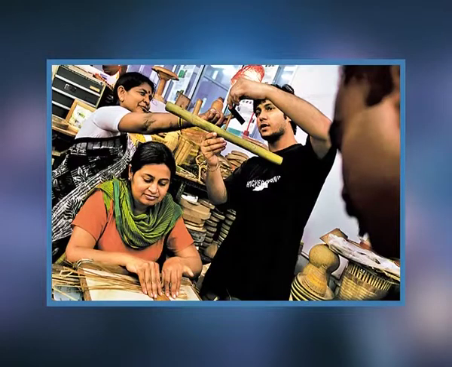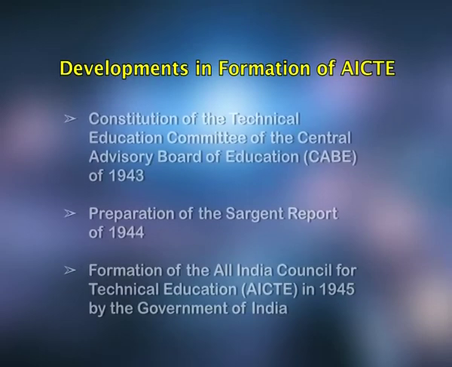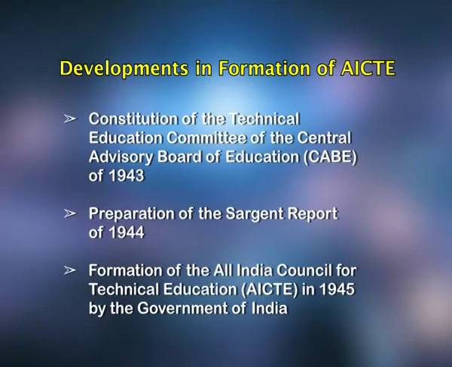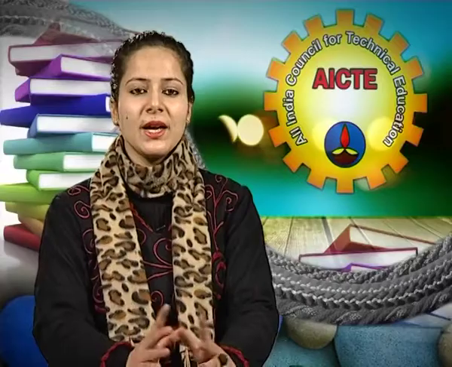schools in several provinces. The significant developments in the formation of AICTE include, first, the constitution of the Technical Education Committee of the Central Advisory Board of Education of 1943. Second, preparation of the Sargent Report of 1944. And third, formation of the All India Council for Technical Education in 1945 by the Government of India.